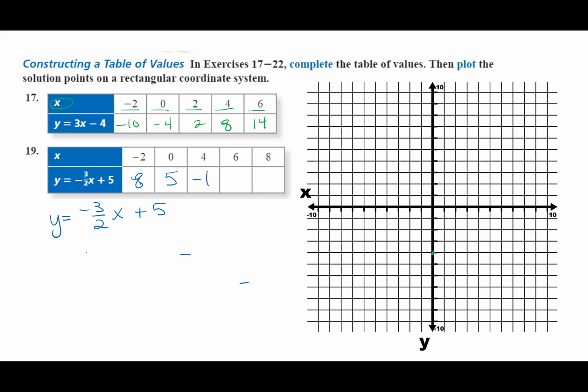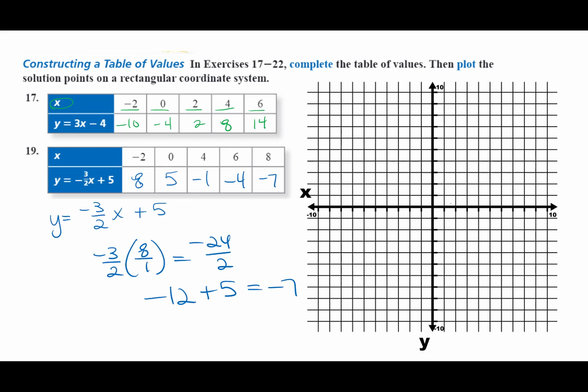And 2 more, -3/2 times 6 over 1, and that equals -18/2, which is -9. Now combine -9 with the +5 to get -4, and then -3/2 times 8 over 1 is -24/2, which is -12, combined with the +5 to get -7. So we've just worked 5 substitution problems, but now we have 5 ordered pairs that we can put on this grid.